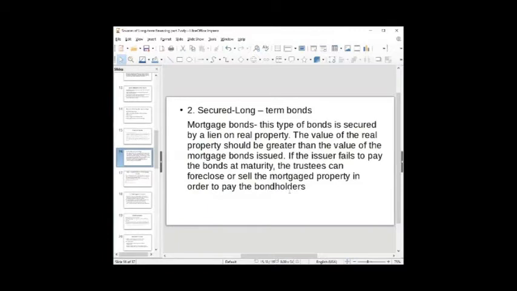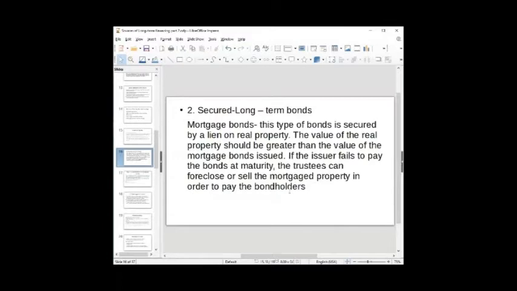Now let's proceed with the secured long-term bond. That means this is backed up by collateral. An example of this is the mortgage bond. This mortgage bond is the type of bond that is secured by real property. So the value of the real property should be greater than the value of the mortgage bond issue.